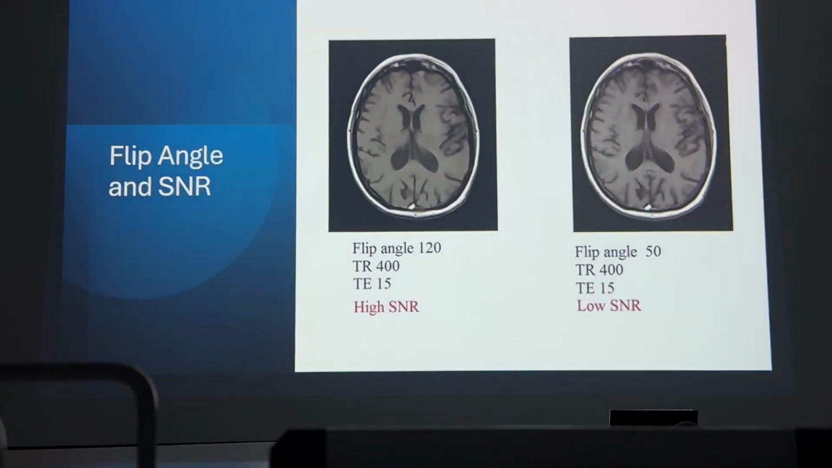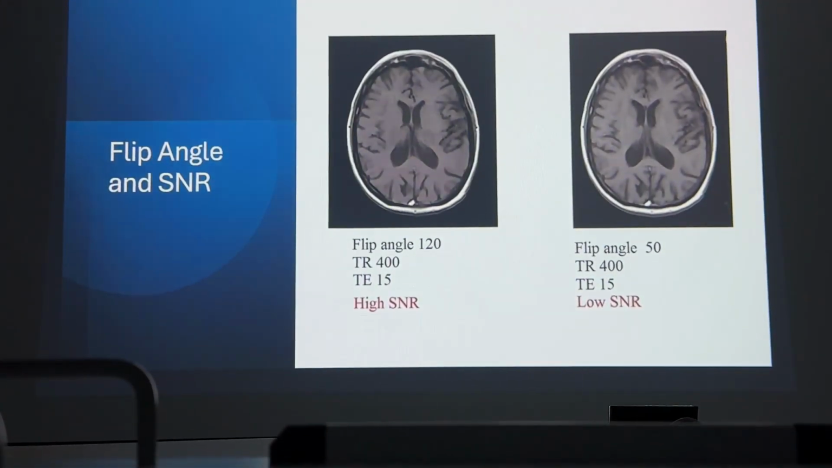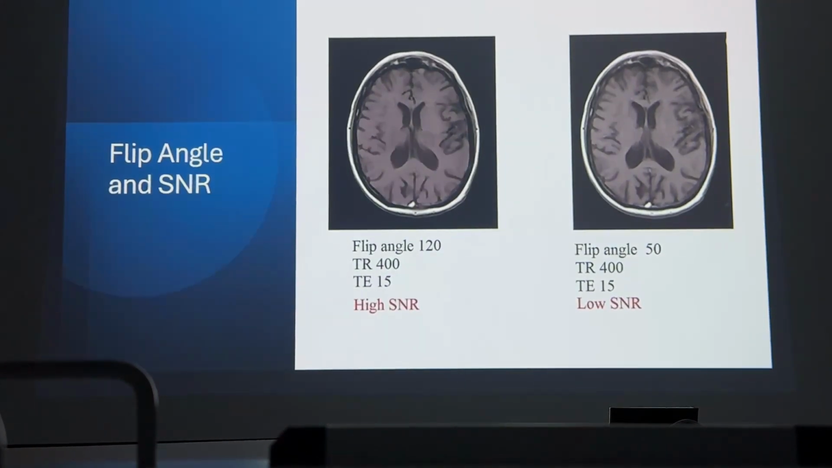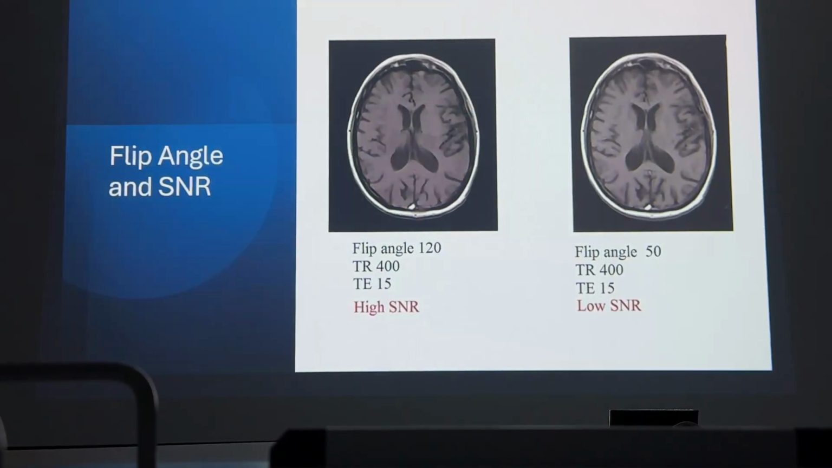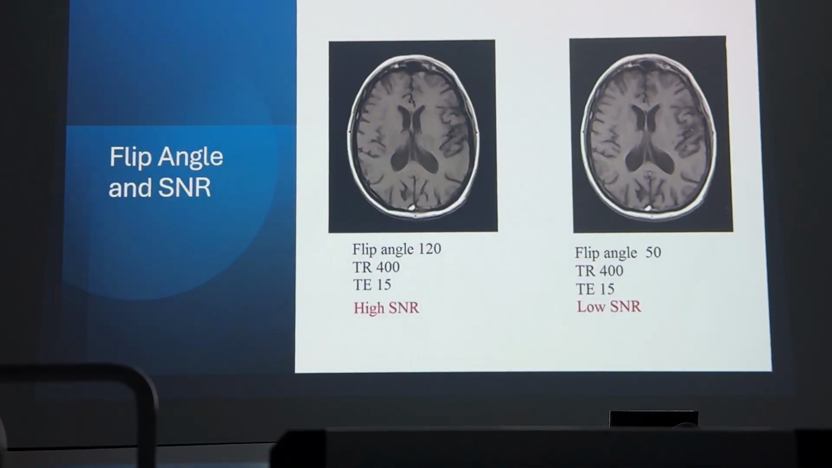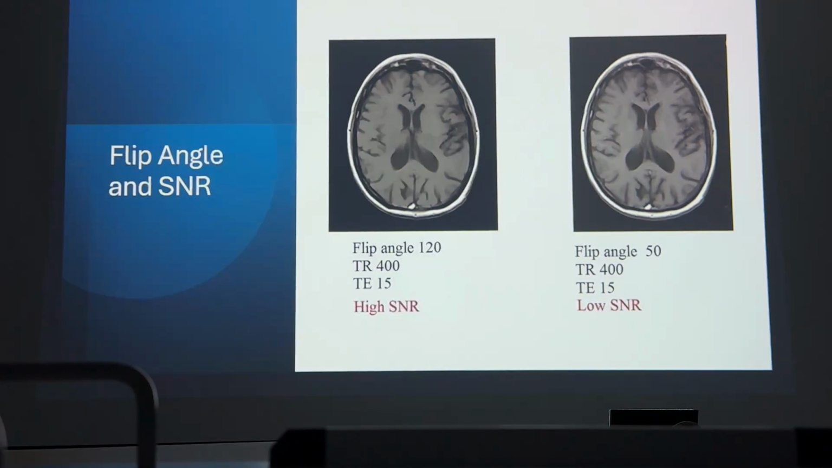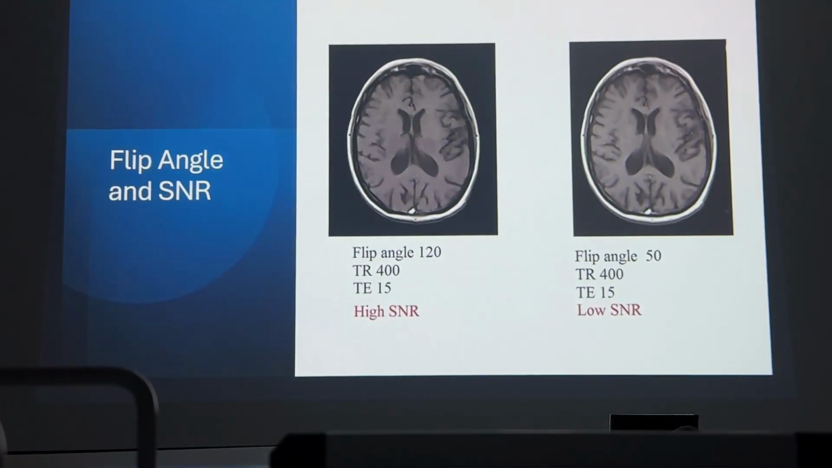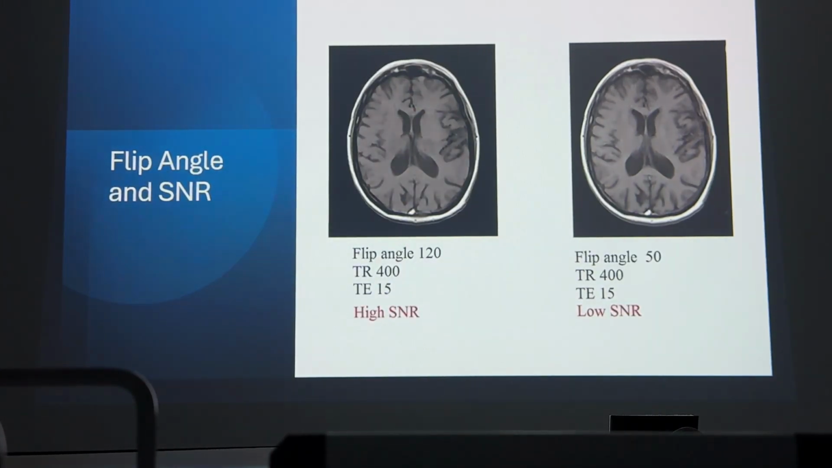The flip angle is also a parameter that affects the SNR. The statement is: increasing the flip angle increases SNR. How? It works by increasing the number of excited protons and increasing signal. But also remember that this is up to a limit. Further increase in the flip angle will affect the quality of the image.